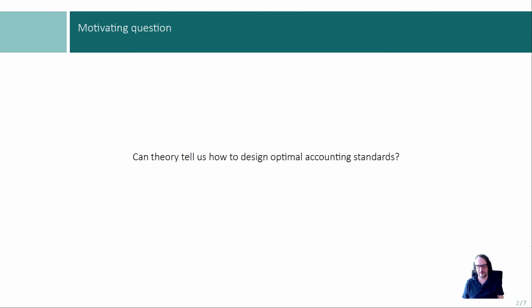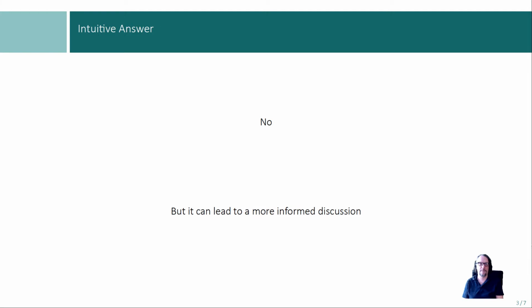So the political sphere, of course, could come up with rules on their own, but we know that in the political process, it's relatively hard to develop rules for such specialized areas. So it would be good if we, as researchers, could guide the regulators in that regard. And of course, the first question to ask is, well, can theory help us here? Can theory tell us how to design optimal accounting standards? And like always, I have a quick and blunt answer for you. No. Sorry, no, they can't. But to be fair, using theory, we can have a much more informed discussion.